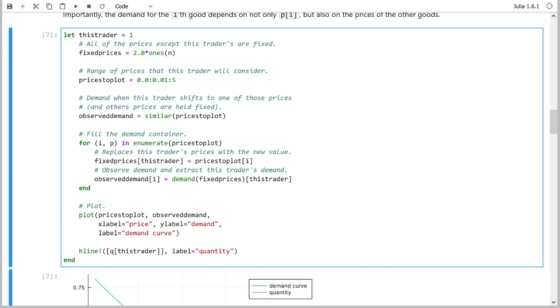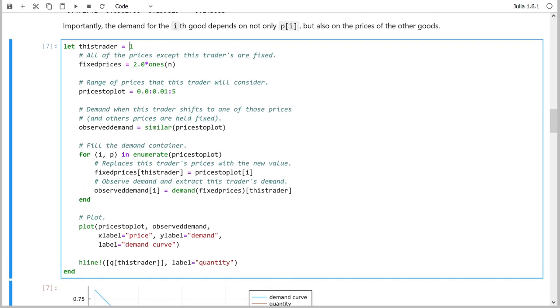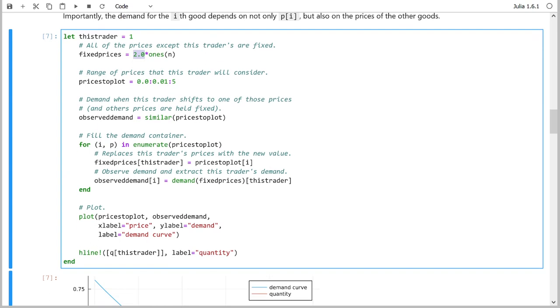So we're looking at trader 1, and we're going to assume that all of the other traders have fixed their prices at 2, right? So they've all put their price at 2 units of currency per unit of goods. And this trader is going to explore prices that are on the range between 0 and 5. And here I've put the step to be just a very small number so that we can produce a nice smooth curve. And what we're going to do is observe the demand at all of these different prices on the range of 0 to 5. And remember, that's just this trader's price varying while the other traders' prices stay fixed at 2.